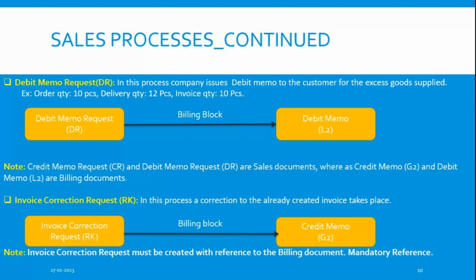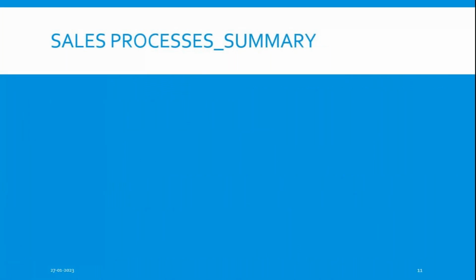Okay, overall, in summary, sales processes, let's have a summary. What have we learned? We have learned pre-sales, and in that, inquiry and quotations. You have learned what is the need of inquiry and quotation, what is the use of it, all that stuff. And under sales you have learned the standard sales process: when a customer places an order for the material based on the requested delivery date, we deliver goods at the customer place and we provide an invoice. Based on the payment terms, the customer makes the payment. That is a standard sales process.